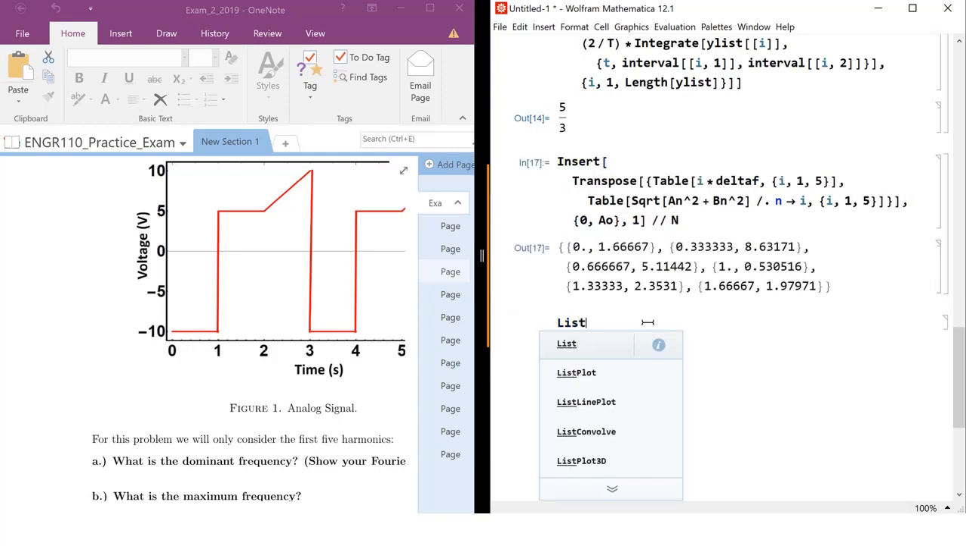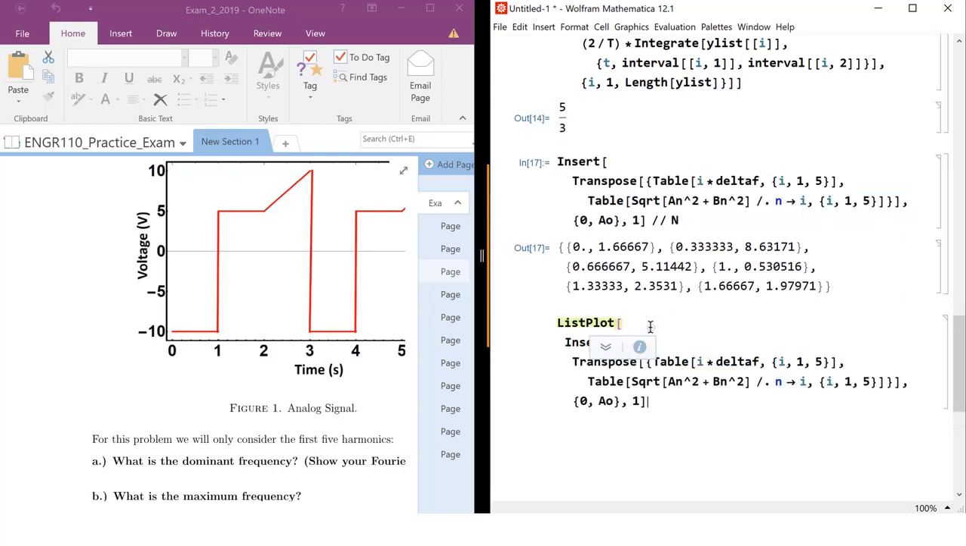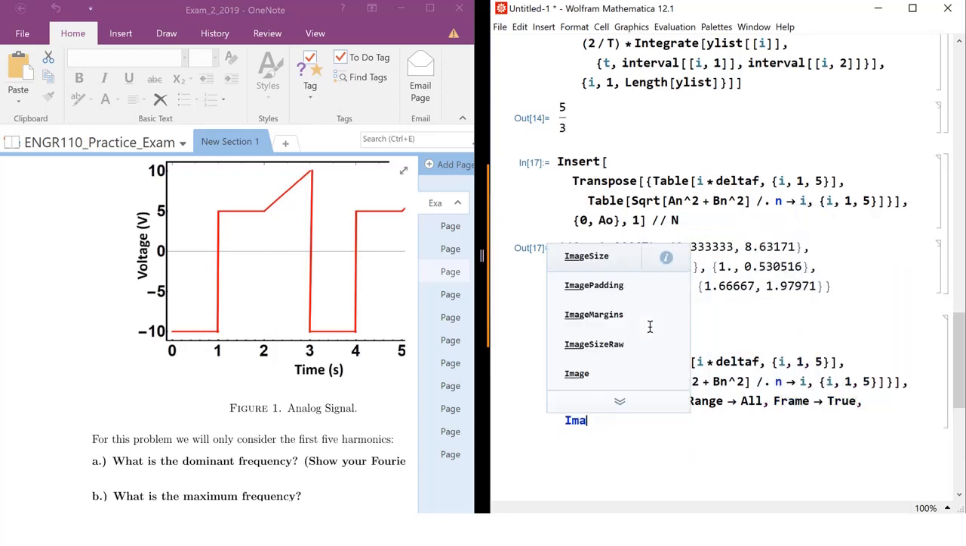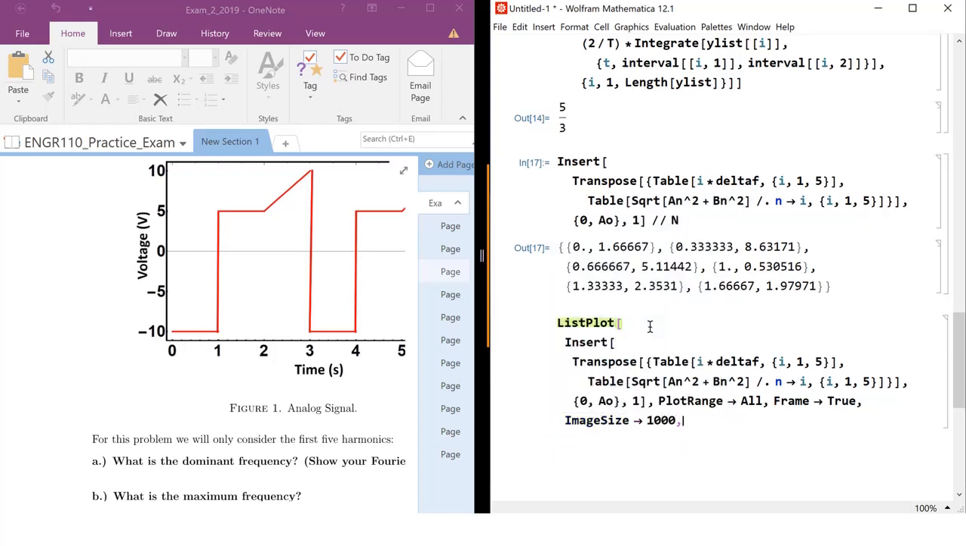So now I can get fancy with my list plot. So list plot, I'm going to grab this, all of it here, paste it in here, and then I'm going to do plot range all, I'm going to do frame true, I'm going to do image size 1000, I am going to do frame style directive, all the rest of this is just plotting nicely in Mathematica, so not too critical for your exam.